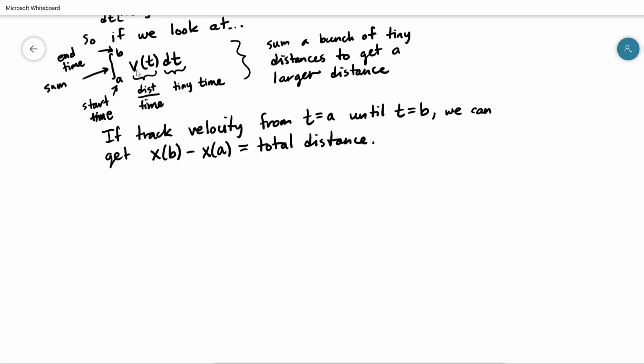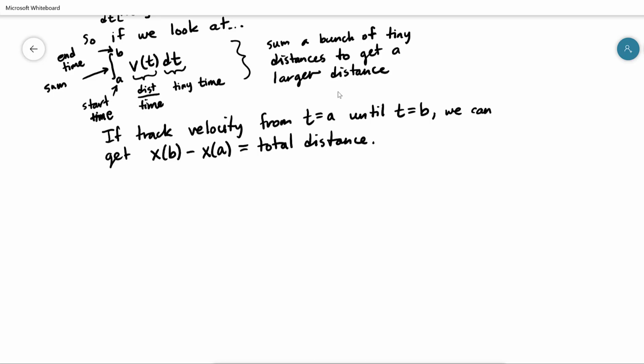Maybe part of it we're going on the highway at some constant high velocity. Maybe we drive into town, go off an exit ramp, and we have to stop at a stoplight. Our velocity goes to 0 for a while. Then we accelerate up to city driving speed, 35 miles an hour. If we keep track of this velocity throughout this entire time, we can add up all these little tiny distances.